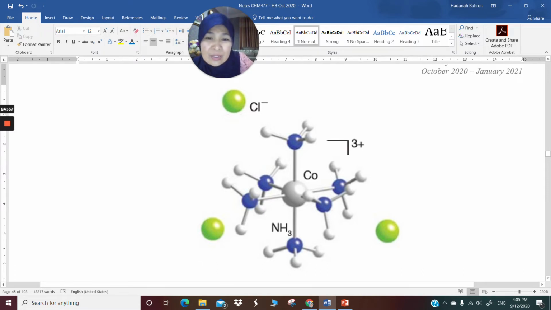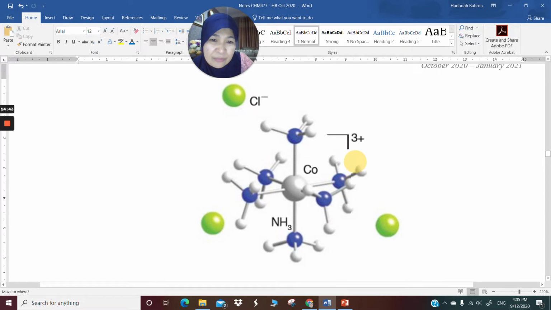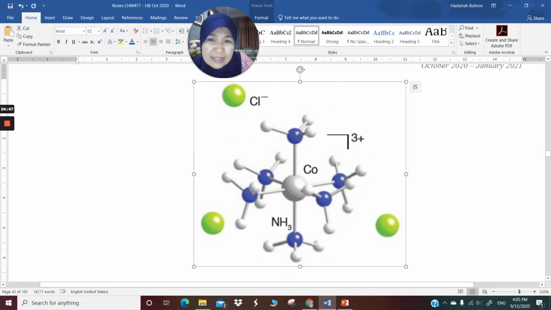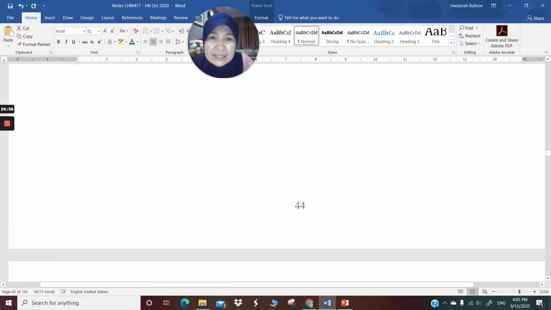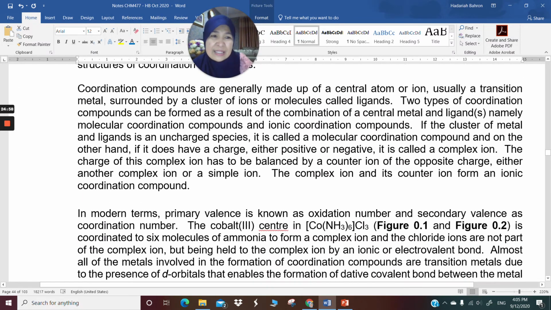So this is called the complex ion, the one in the middle, this one here that I'm making a circle of. That's your complex ion. And the ones in green, the 2 and the 3, those are called counter ions. So this is what is explained here.